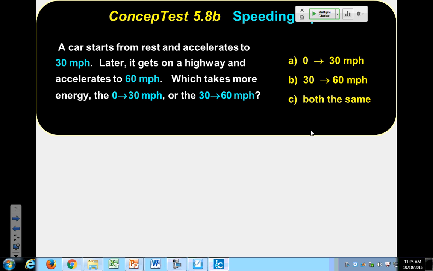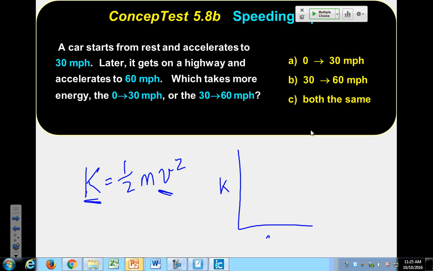Think about our kinetic energy. Kinetic energy is equal to 1/2 mv squared. Notice if I were to plot kinetic energy versus V, it's going to be a parabola. It'll look like that. And so as I go from 0 to 30, I take this much energy. But as I go from 30 to 60, I take this much energy. It takes a lot more energy to travel at higher speeds up here than it does at lower speeds.